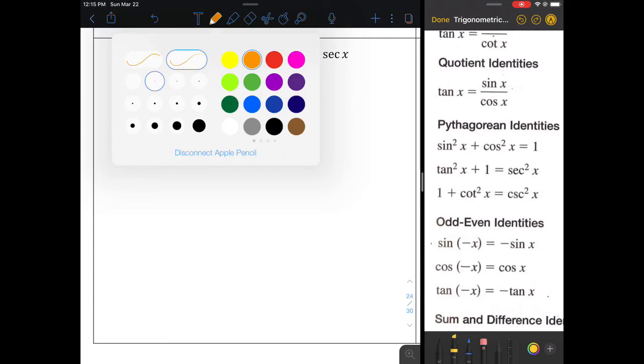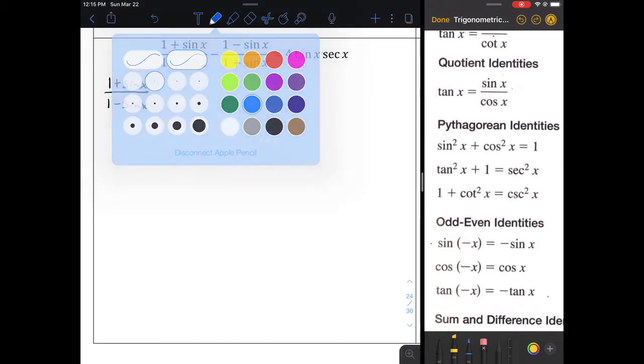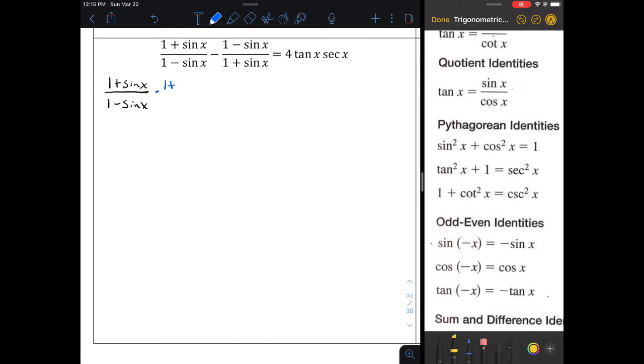I'm going to go through the process of getting common denominators. So 1 plus sine x divided by 1 minus sine x has to get multiplied by the denominator of the fraction on the right-hand side. So I'm going to multiply it by 1 plus sine x over 1 plus sine x. And the fraction on the right-hand side will have to get multiplied by the denominator of the fraction on the left. So it's going to have to get multiplied by 1 minus sine x over 1 minus sine x.